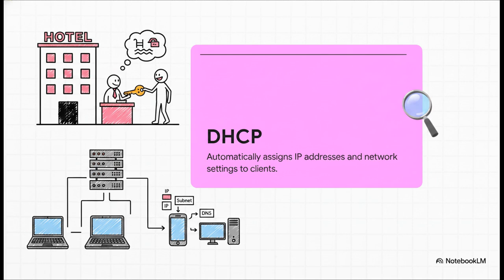Well, that magic is DHCP, which stands for Dynamic Host Configuration Protocol. In simple words, it automatically assigns IP addresses and essential network settings to client devices on a network. Think of DHCP as the ultimate, highly efficient hotel receptionist. When you walk into a hotel, you don't pick your own room, right? The receptionist looks at what's available and hands you a key, along with directions to the pool and the gym. A DHCP server does exactly that for laptops, phones, and desktops. It hands out IP addresses, subnet masks, gateways, and DNS servers entirely automatically.